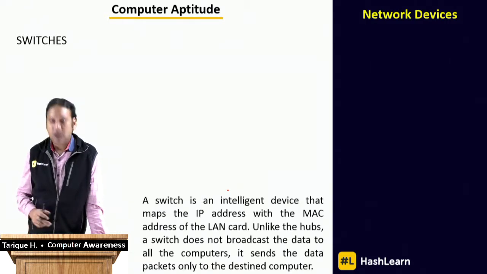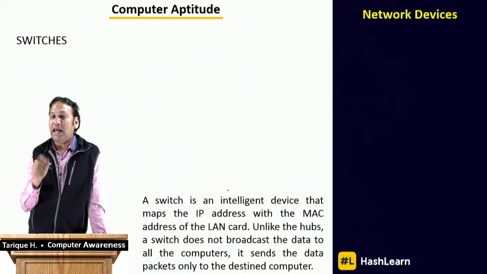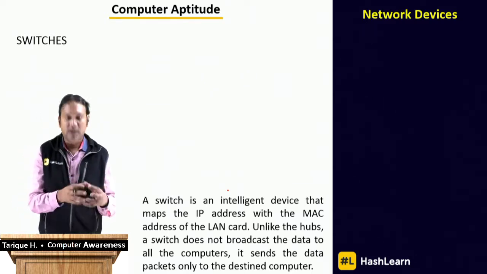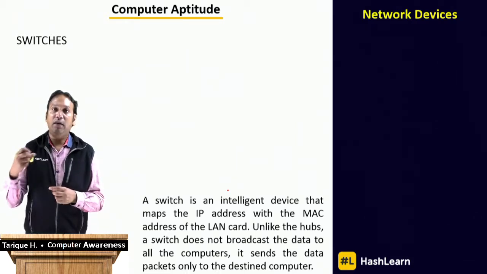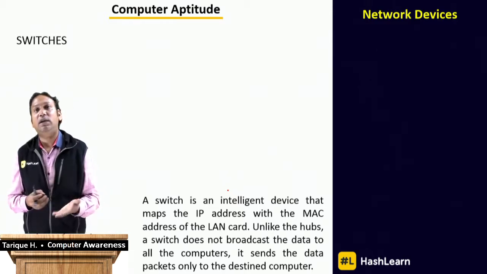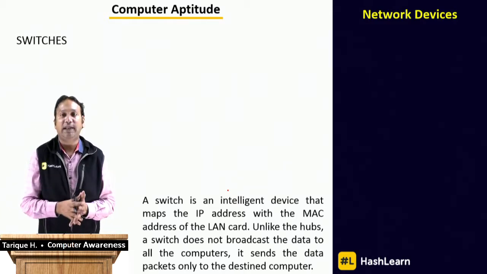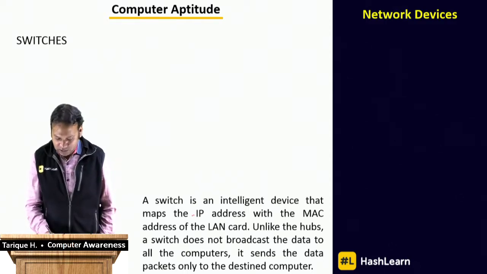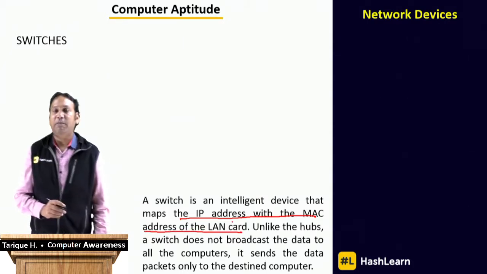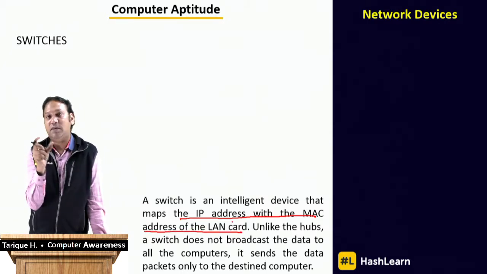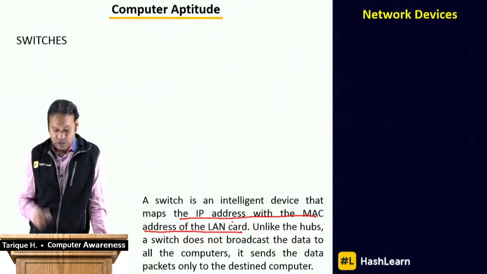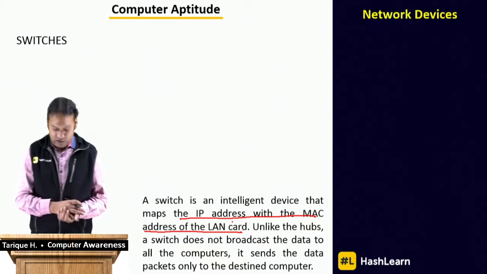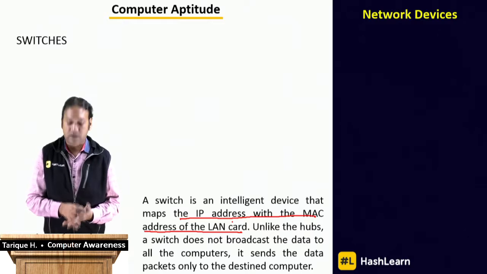Let's understand. A switch is an intelligent device that maps the IP address. I told you about the hub: once a packet comes into it, it sends it to all the network adapters or the LAN cards, and the LAN card which is supposed to receive will receive, while others will discard that message. But a switch is not like that. It will send it to the IP address with the MAC address of the LAN card. It will map the IP address. So if a packet is being sent to a particular IP address or machine address, then it will be sent only to that particular computer. That's what a switch does. Unlike hubs, a switch does not broadcast the data to all computers. It sends data packets only to the destination computer.